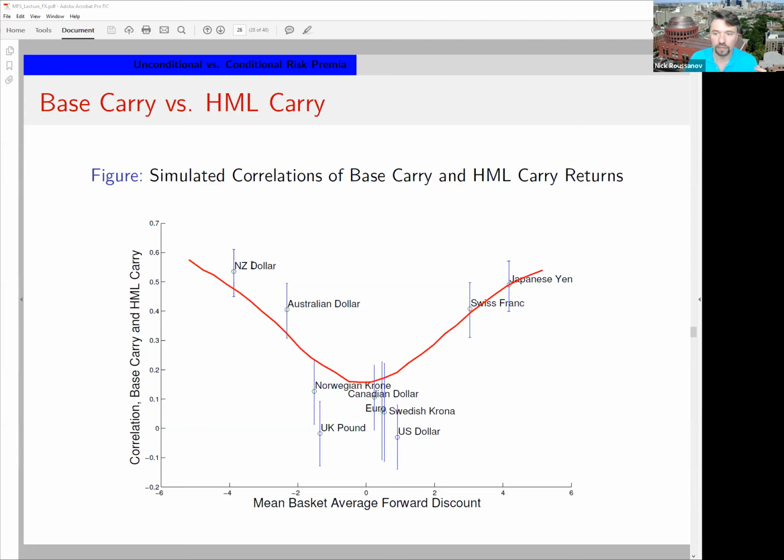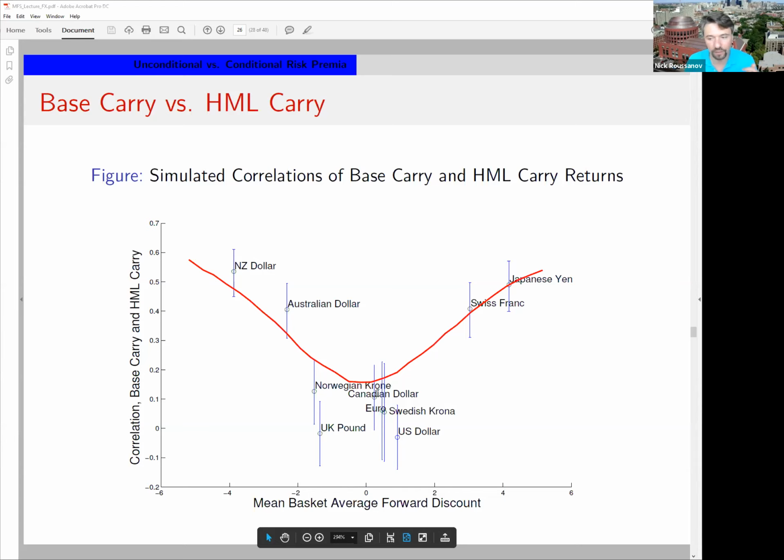That doesn't mean that these currencies are not risky. In fact, that's what makes these currencies risky. That's why they depreciate in bad times. But again, from those countries' standpoint, the base carry versus high minus low carry is almost the same thing. You're always long these currencies, and you're short Japan and Switzerland.